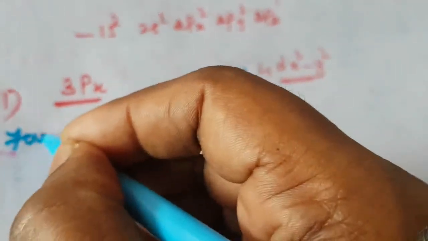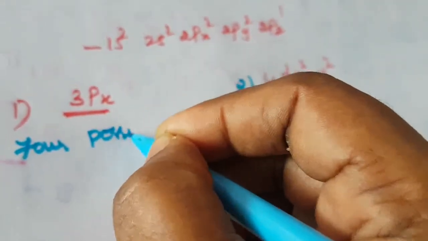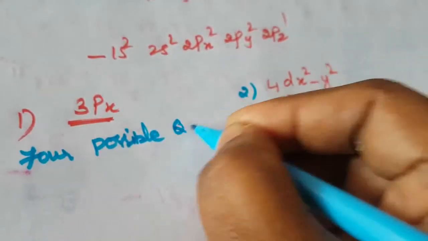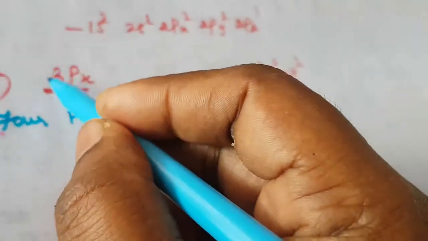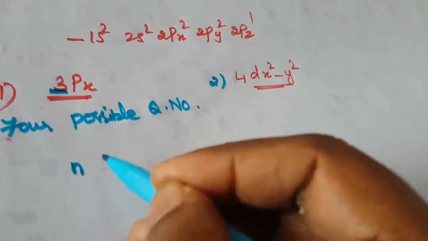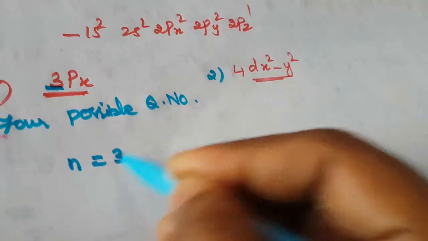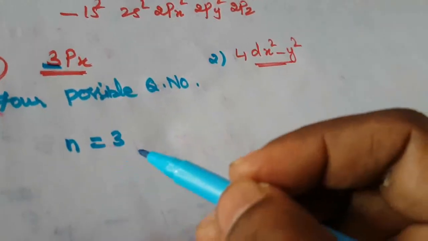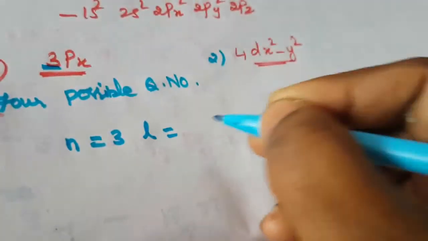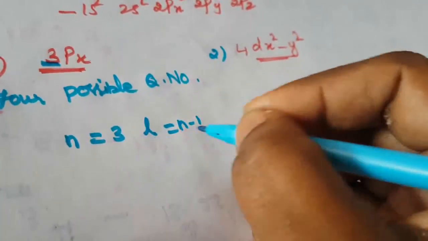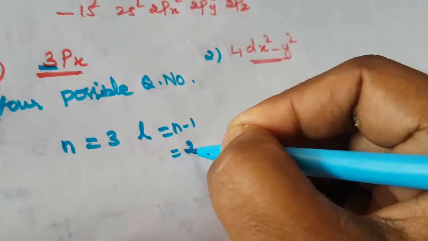Possible quantum numbers. Okay, this is the question. How to write? This number indicates the n value, so from this value you can write n is equal to 3. So n is equal to 3 means what is the value of L? What is the formula of L? n minus 1. 3 minus 1, so L is equal to 2.